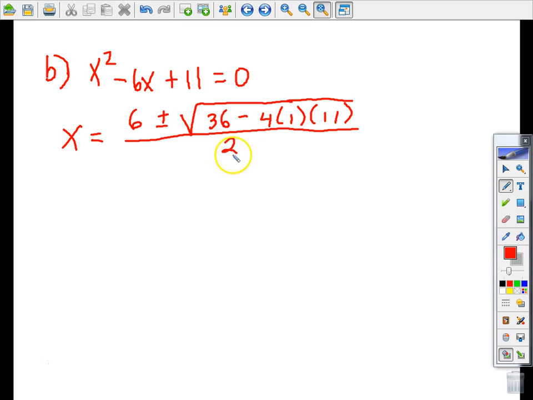Okay, I'm thinking of another problem. Keep going, Adam, you're doing well. All right, so first you would multiply 4 times 1, that's 4, and then 4 times 11 is 44. And then 36 minus 44, that's negative 8.